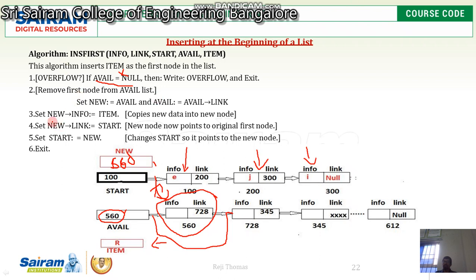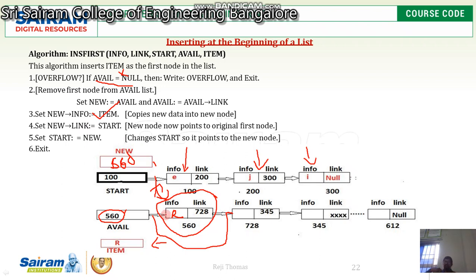Next, look at the next statement. Set new info is equal to item. What is the new node? Which is 560. We are talking about this 560. This is the node where I'm going to store new info. This is the info part where I'm going to store the item, which is R. I'm done with the statement. So I've created a node successfully.